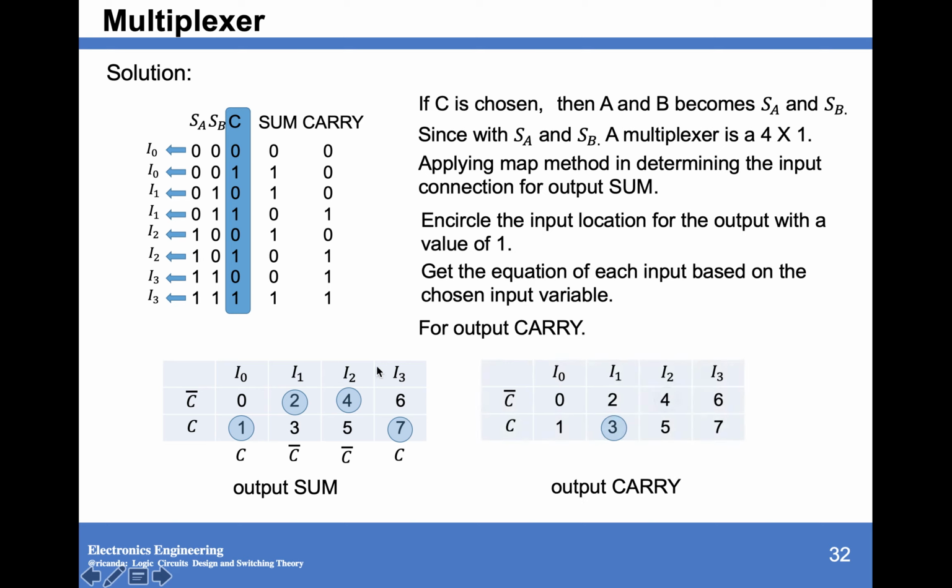So for output carry, it is the same. We have I0, I1, I2, I3. So the pattern is 0, 1, 2, 3, 4, 5, 6, 7. So we encircle 3 because we have 3, and we have 5, 6, and 7. So encircle 3, that is C bar. 4 and 5, that is C bar or C, which is equivalent to 1. And 7 belongs to C, so we have C.